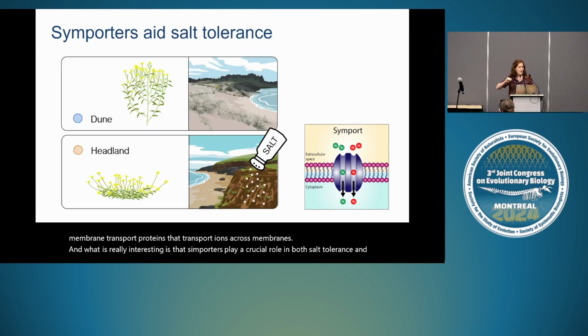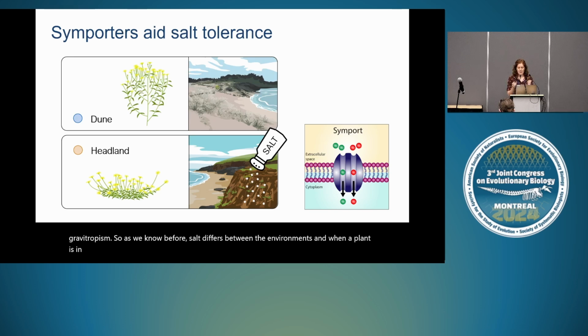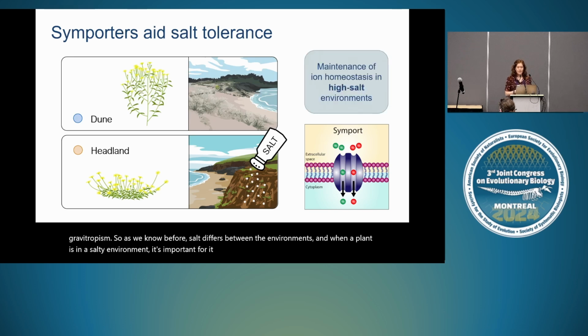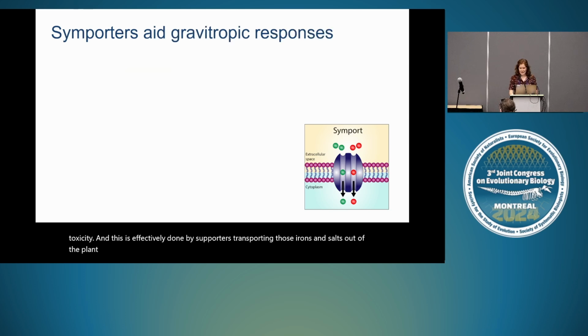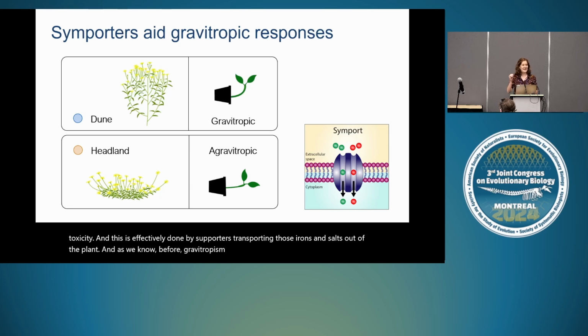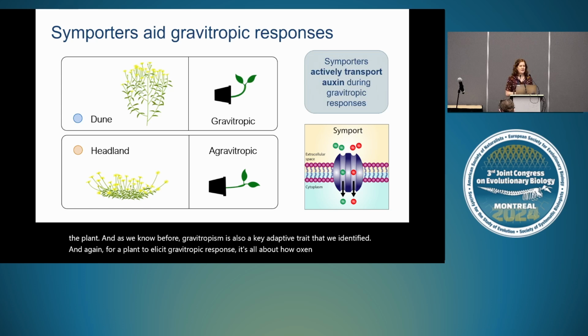So as we know before, salt differs between the environments, and when a plant is in a salty environment, it's important for it to maintain ion homeostasis to avoid salt toxicity, and this is effectively done by symporters transporting those ions and salts out of the plant. And as we know before, gravitropism is also a key adaptive trait that we identified. And again, for a plant to elicit a gravitropic response, it's all about how auxin is actively redistributed in the cells, and again, that has to do with symporters.